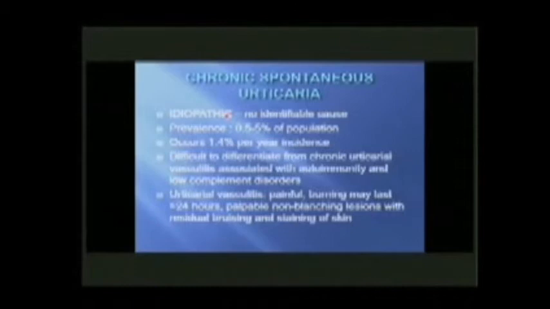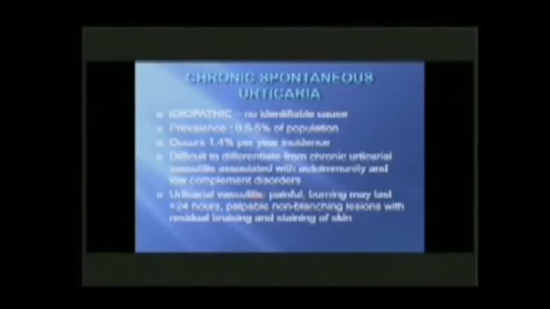Again, the majority of these cases are idiopathic, with no identifiable cause. The prevalence is about 0.5 to 5%, depending upon your reference source. It has a 1.4 per year incidence. It's very difficult to differentiate chronic spontaneous urticaria from chronic urticarial vasculitis. Usually this subtype of vasculitis is associated with autoimmunity and hypocomplementemic disorders.